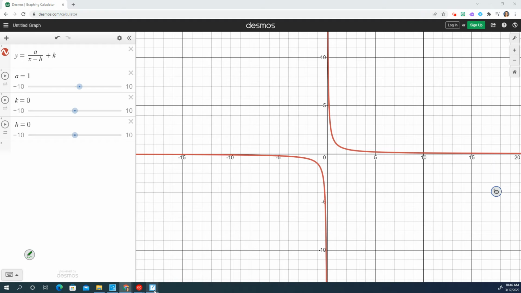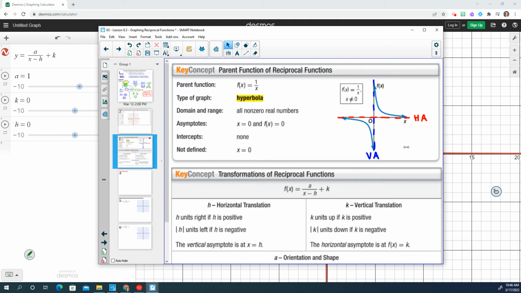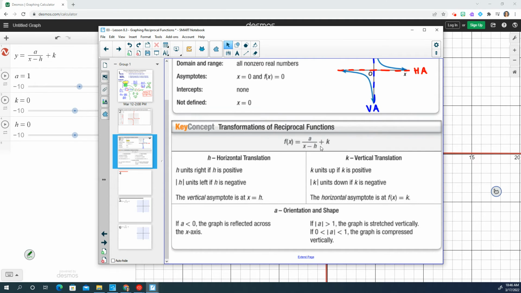All right. We've also talked about if I add or subtract a number just to the x, or inside the fraction, what does that do? Left or right? Yep. Horizontal translation. Let's look at that.